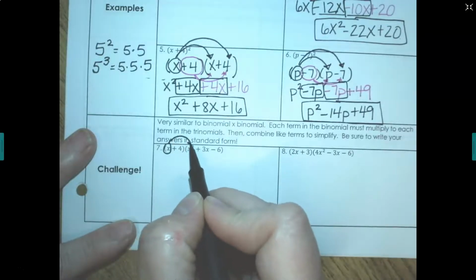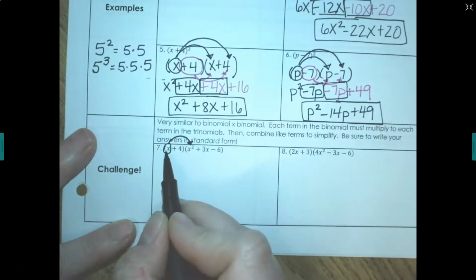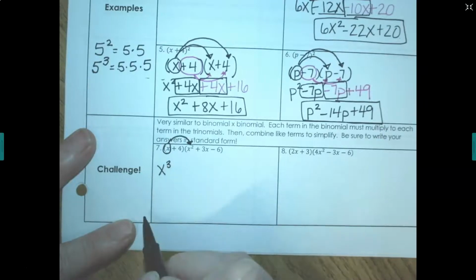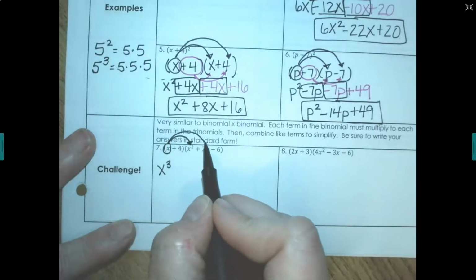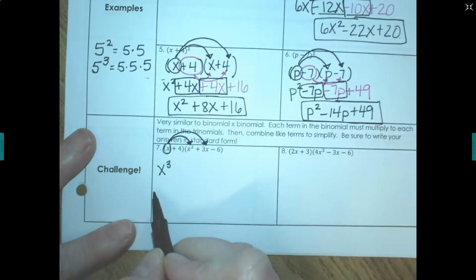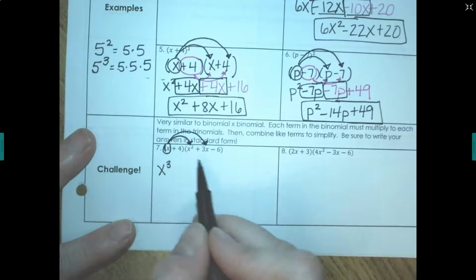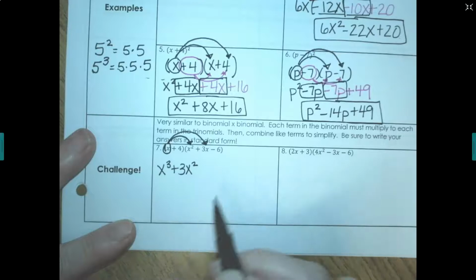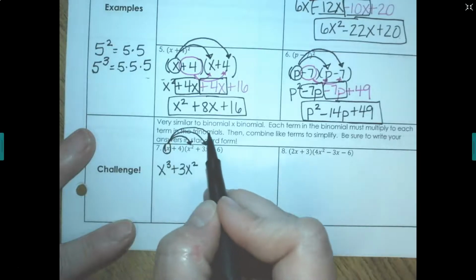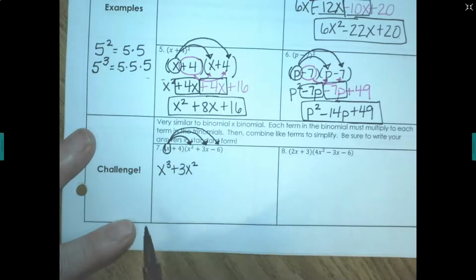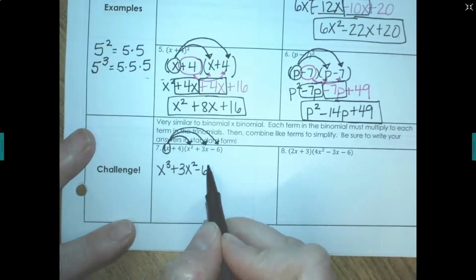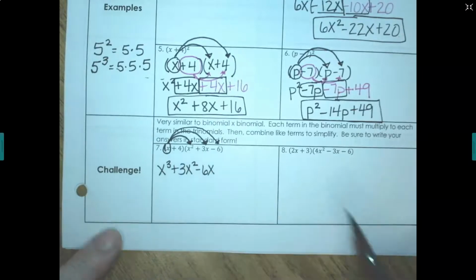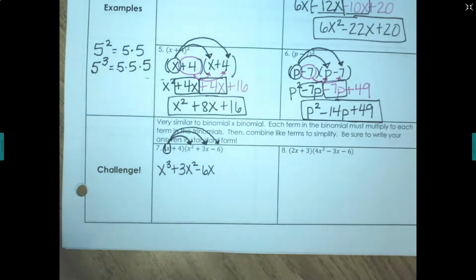So we have x times x squared. That's a total of 3 x's, because there's 1 and then 2, 3. X cubed. Then we have x times 3x. Remember, there's a 1 in front of there, so 1 times 3 is 3, and there's a total of 2 x's, so we'll say x squared. Then we have x times negative 6 for negative 6x. So I took the first term and multiplied it to all 3 of the terms in the second parenthesis.